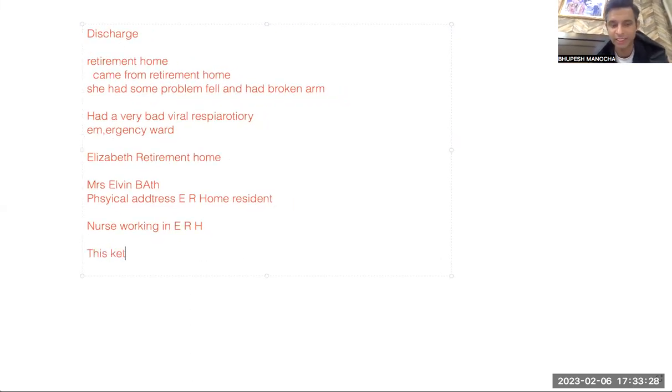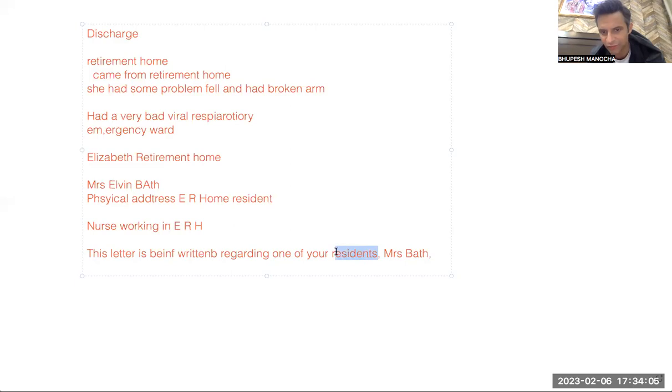Please understand in these letters, how do you fetch marks? The first thing is this letter is being written regarding Mrs. Bath. This is the kind of letter that is expected. Normally we write regarding Mrs. Bath, but here is the first punch. This letter is being written regarding one of your residents. You should say one of your residents. You have to put the S. So I'm talking about one of your residents, Mrs.